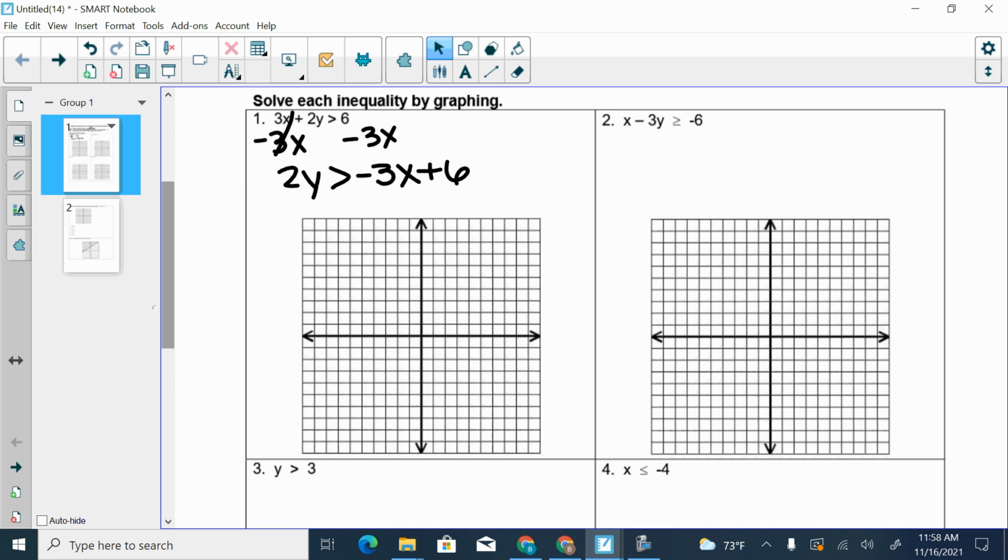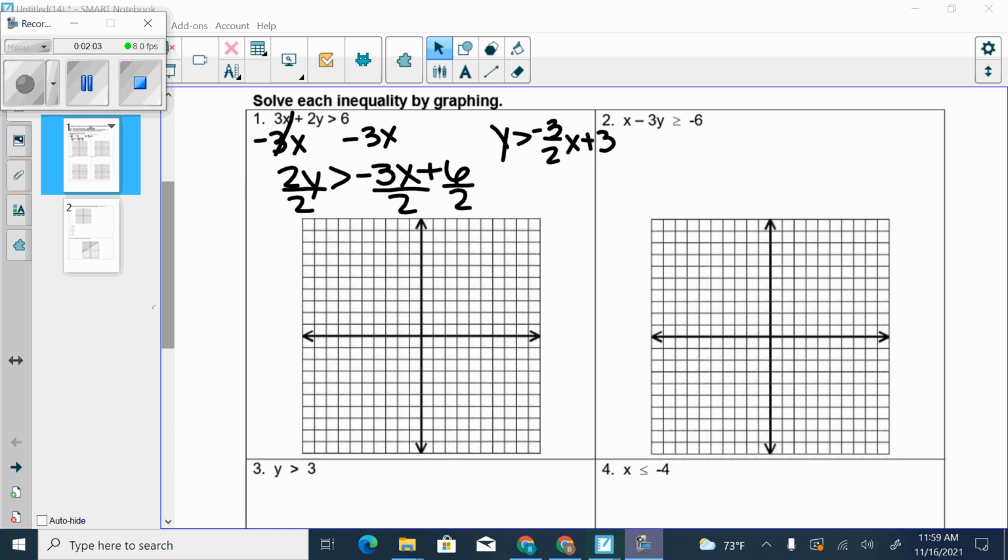Yes, and we need to divide by 2. So we end up with y is greater than, can I actually divide negative 3 by 2? No. So I'm going to leave it as that fraction, negative 3 over 2 x, plus, what's 6 divided by 2? Very good. Okay, and now we have it set up so that we can actually graph it.